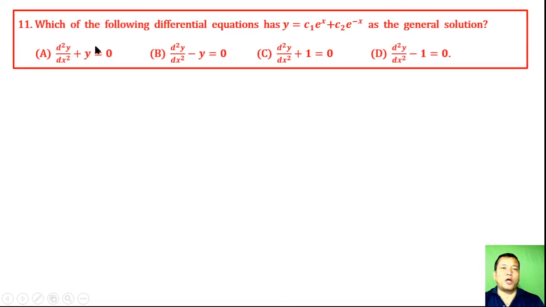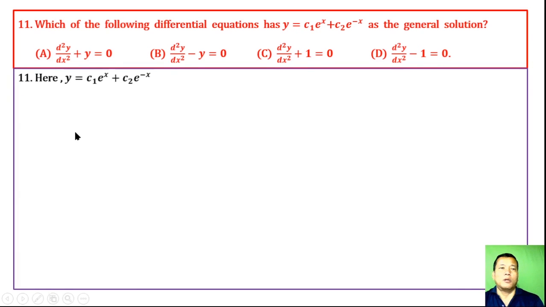Question number 11. Which of the following differential equations has y equal to c1 times e to the power x plus c2 times e to the power minus x as the general solution? Differentiating this with respect to x we get y dash, which is c1 e to the power x minus c2 times e to the power minus x. Its derivative with respect to x is y double dash, and for this we get this, which is y. The correct answer is y double dash equal to y, which is option B.